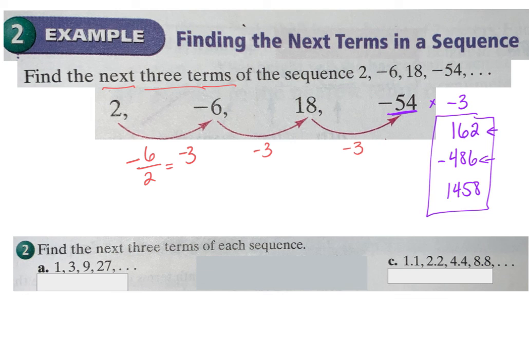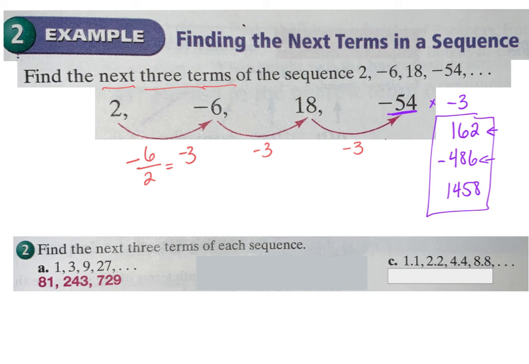For 2A, what is my common ratio here? How am I going from 1 to 3 to 9 to 27? Multiplying by 3. So then your next 3 numbers should have been 81, 243, and 729.